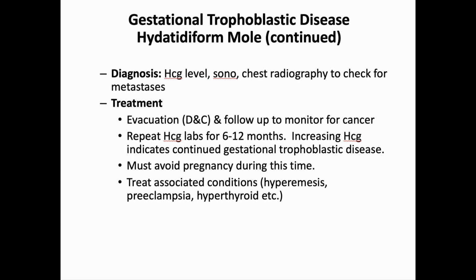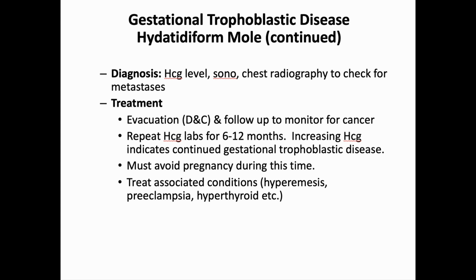If we see that HCG increasing, it's indicating that we left some behind. This is still happening, right? So we want the HCG levels to go down and stay there. If they start going back up, it's a sign that maybe it's growing back. So we would want to watch them for 6 to 12 months. For that reason, they should not get pregnant during that time, right?